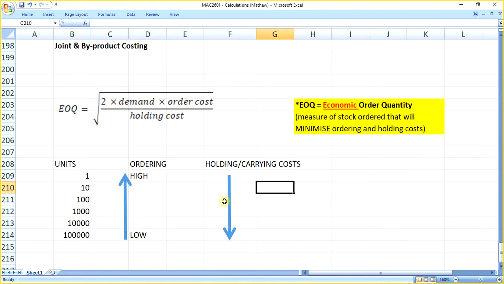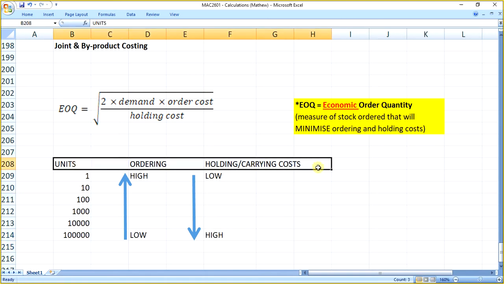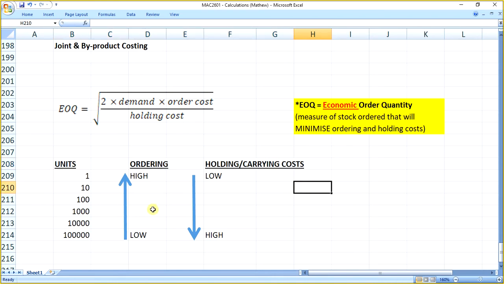Okay, with holding costs, it's the opposite. So when one item is low in terms of holding costs, many items have a high holding cost. Do you agree? Yes. Okay, that's common sense. EOQ is a nice one. It's not that difficult to interpret in terms of theory.